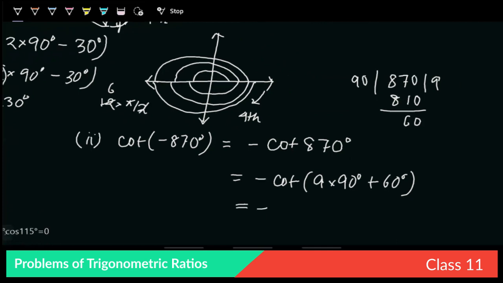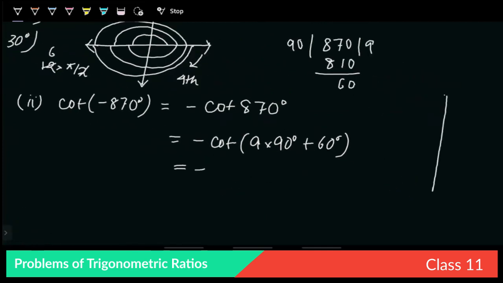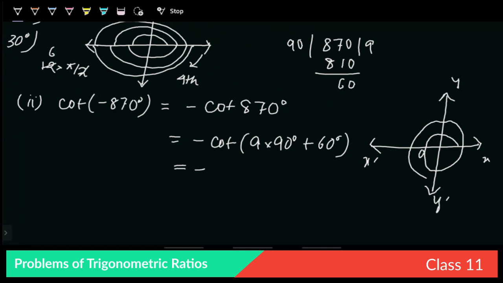Now let us draw the quadrants, that means in which quadrant it is falling. This is x, this is x prime, this is y prime, and this is origin. Okay, so 9 into 90 plus 60. Now see, this is pi by 2, this is 3 pi by 2, this is 5 pi by 2, this is 7 pi by 2, and this is 9 pi by 2. So this is 9 pi by 2 plus 60, so I have to go further 60 degree. That means this angle is falling under second quadrant.